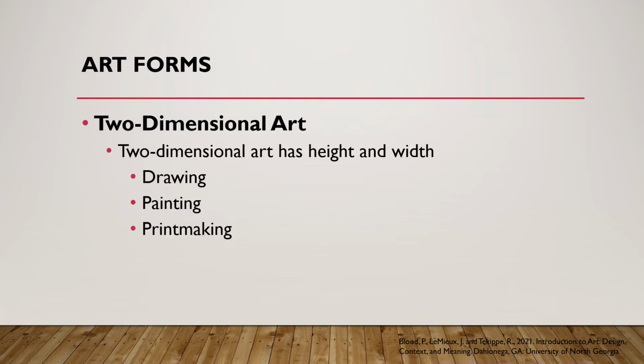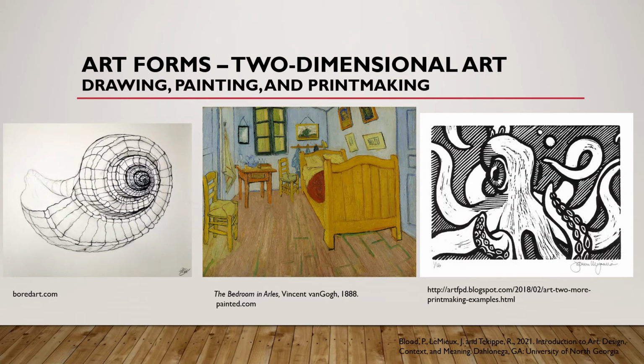In art, we have 2-dimensional, 3-dimensional, and 4-dimensional art. 2-dimensional objects are flat, usually created on paper, canvas, wood, even walls. They are restricted to height and width alone. Drawing, painting, and printmaking are all 2D art forms. Here are some examples of 2-dimensional art. The one on the far left is drawing. The one in the middle is painting, and the one on the right-hand side is printmaking.